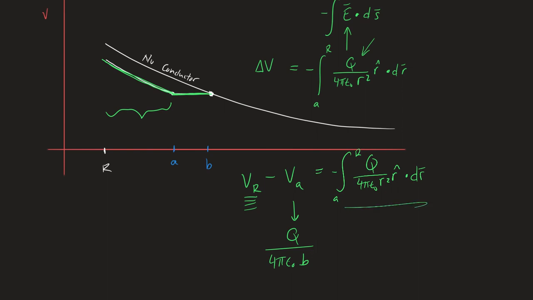Now, we know the result of this integral is still going to be Q over 4 pi epsilon naught times R. And then you're going to plug in your value of A and capital R. That's still going to be true. It's just that this will be a change in potential from A to the surface of the sphere. But it still starts with this much potential before we even begin the integral.